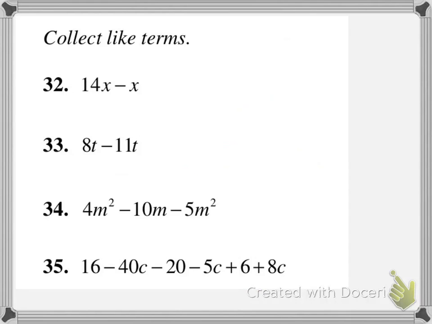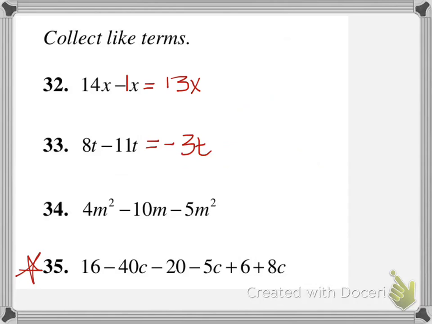And finally, collecting like terms. You can only put terms together if they're like terms. So the first one, 14x minus x, those are definitely like terms because they both have x's. The tricky part is this is really a 1x. So 14x minus 1x would be 13x. 8t minus 11t would be a negative 3t. 8 minus 11 is 3, and they both have the t. Let's skip down to 35.